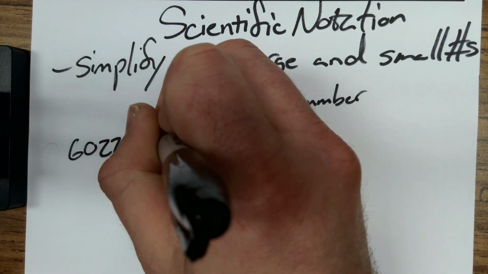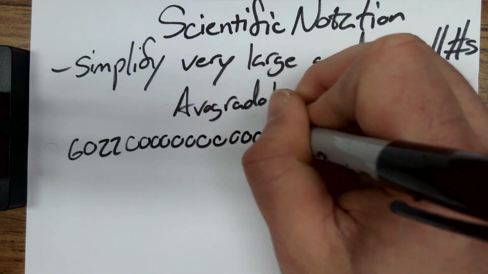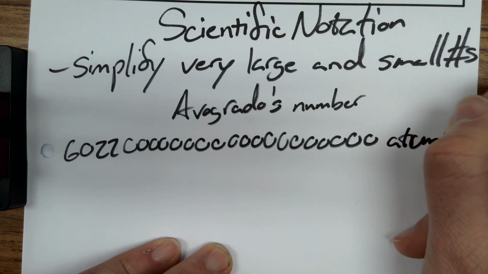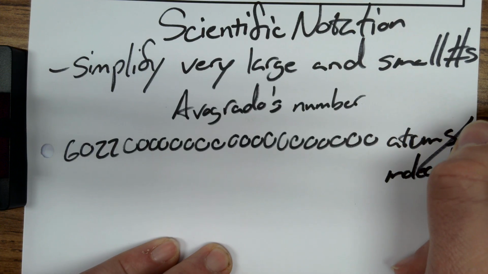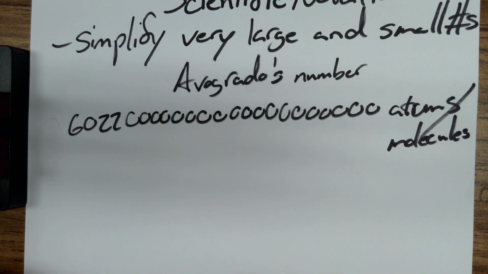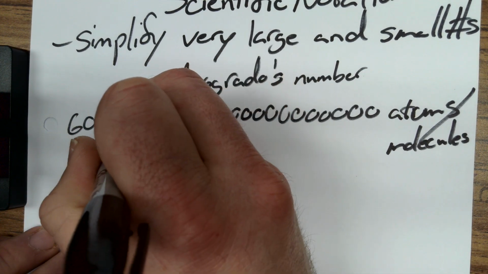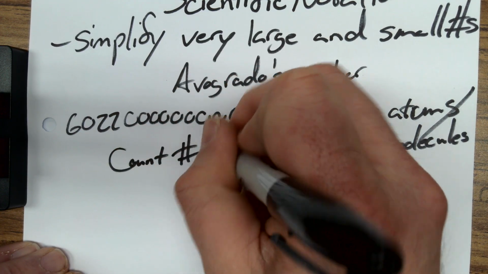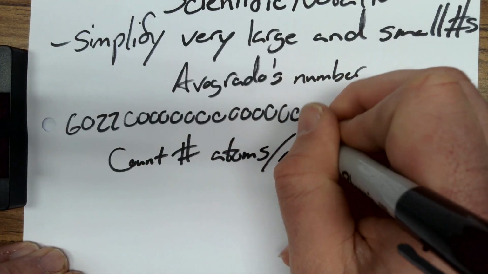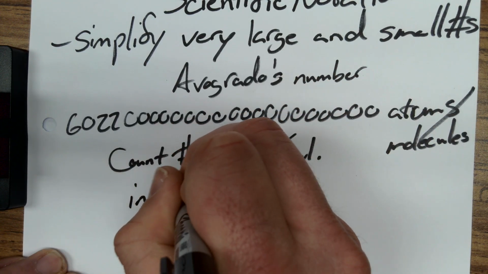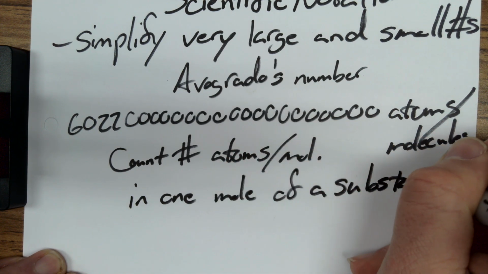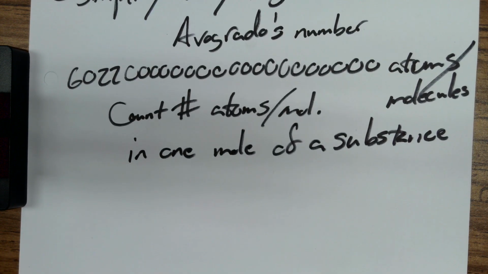602 followed by 21 more digits, atoms or molecules. Avogadro's number is a shorthand way for me to count the number of atoms or molecules in 1 mole of a substance. That's just one of the very big numbers that we're going to be working with.